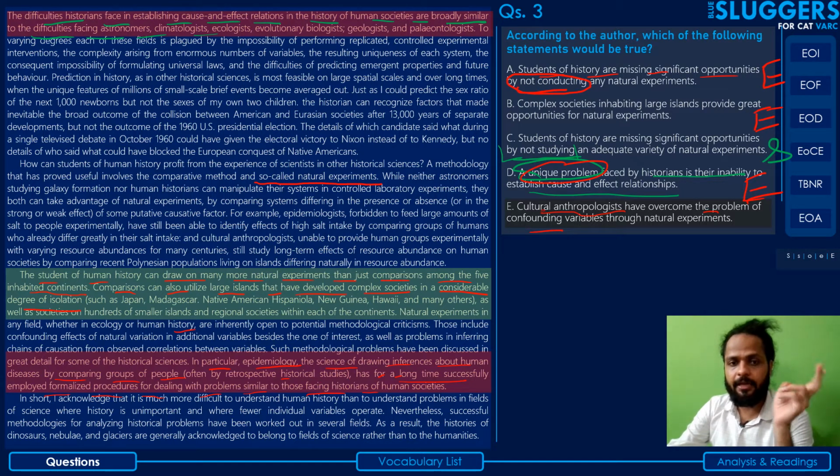So it is the epidemiologists who have overcome this problem, not the cultural anthropologists. Okay, so you can eliminate this option as well with a capital E. Your correct answer, guys, will thus be option C.